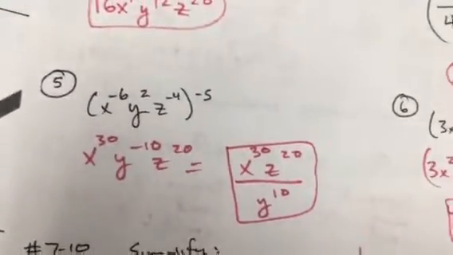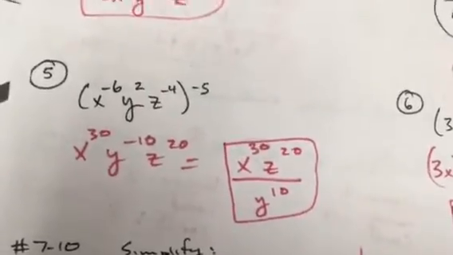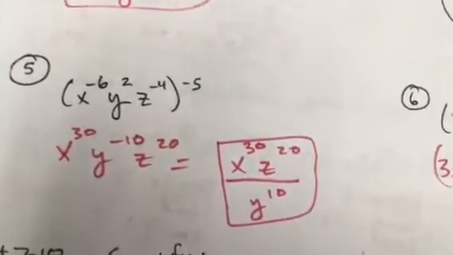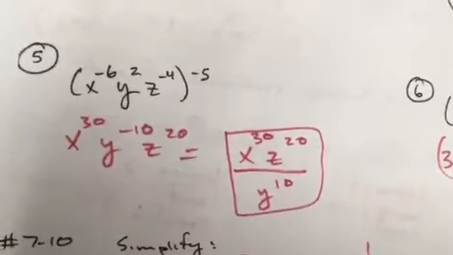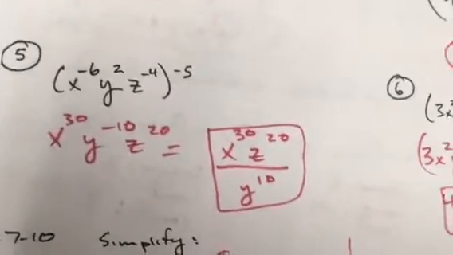Number 8 here, power to power. You multiply all the powers. X to the 30th. Y to the negative 10th. Z to the 20th. Because you have y to the negative 10th, send that south. It's going to be x to the 30th, z to the 20th, over y to the 10th.